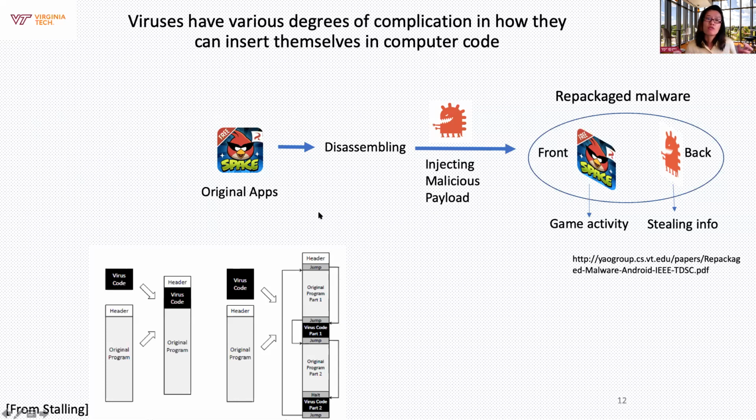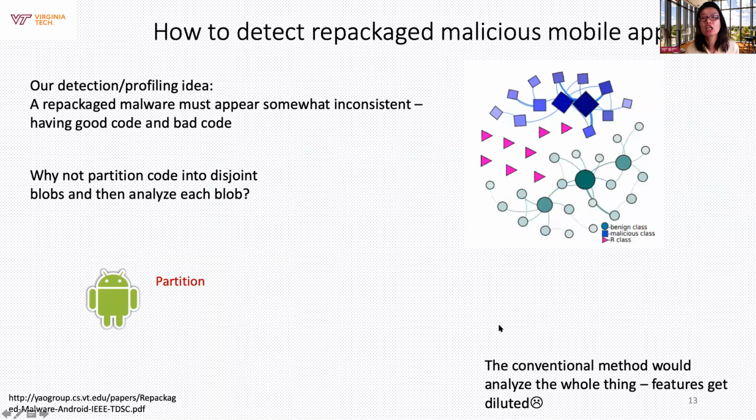Another form of virus injecting itself is called a repackaged app. This is happening a lot in the mobile environment, where you have a legitimate app, an attacker disassembling it, injecting a malicious payload, and then repackaging it into something else. It's sort of like a Trojan that we've seen, right? So you have the good component, you also have the bad component. It's called a repackaged app.